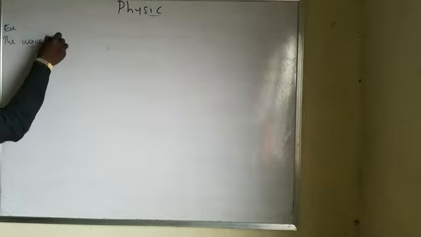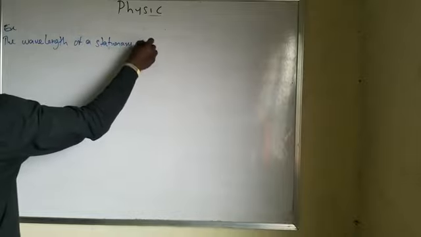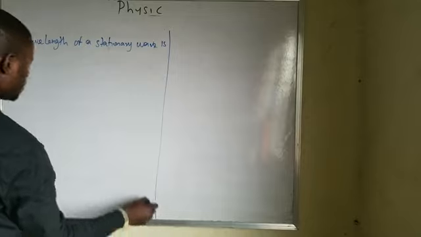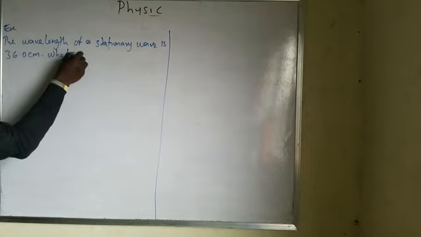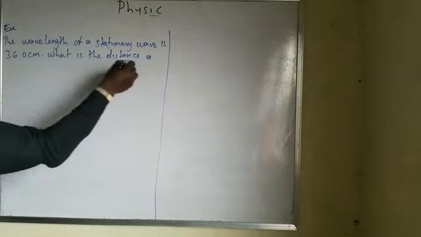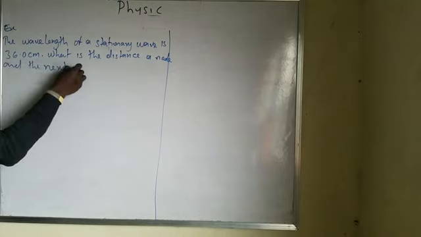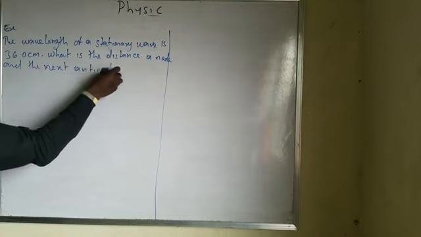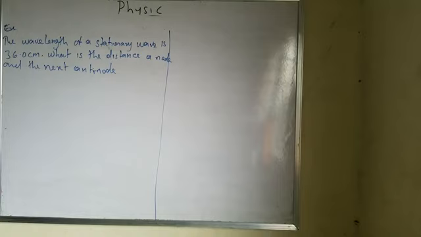Now, I have an example of this form. Look at this question. The wavelength of a stationary wave is 36.0 meters. What is the distance between a node and the next anti-node? We are having something like this.